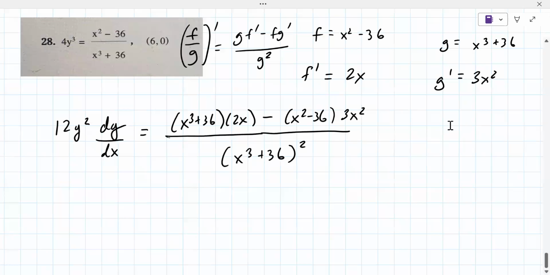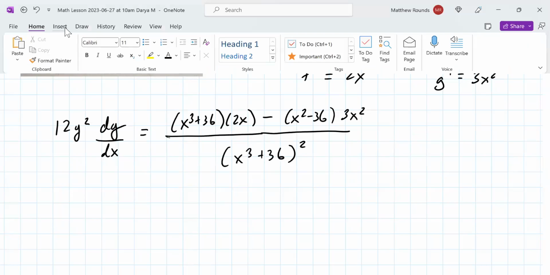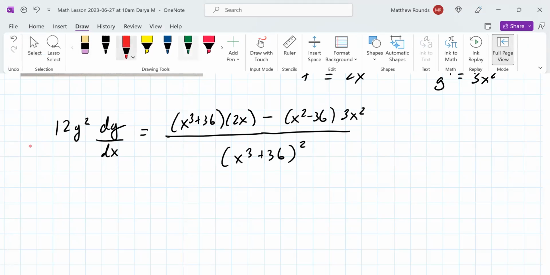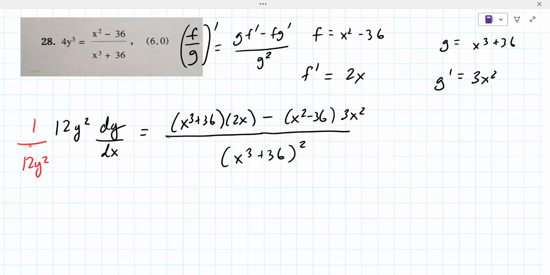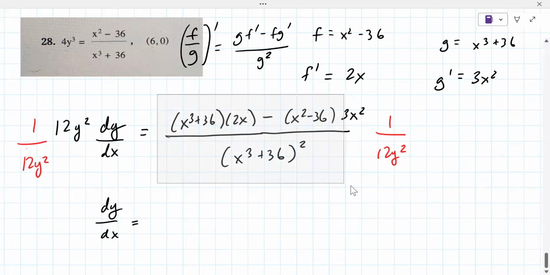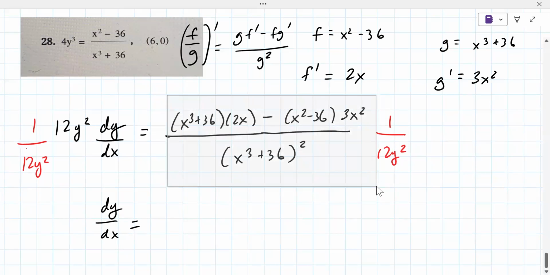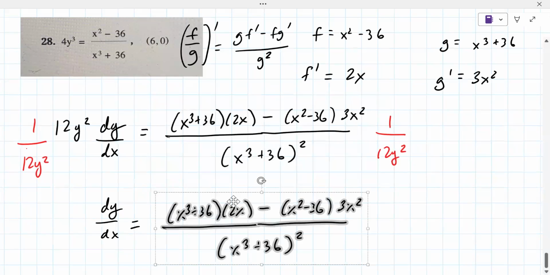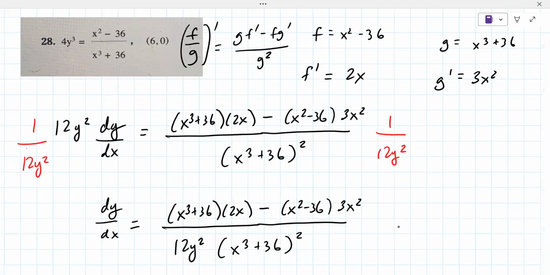Now on the left here, you're going to multiply both sides by 1 over 12y squared. That kind of is better than dividing because you get everything in the right spot to be able to evaluate. So it's dy/dx equals, I have the benefit of copy and paste here, but oops, of course, I fumbled it. All right, let me try this again. Copy. And then you put the 12y squared down here on the bottom.